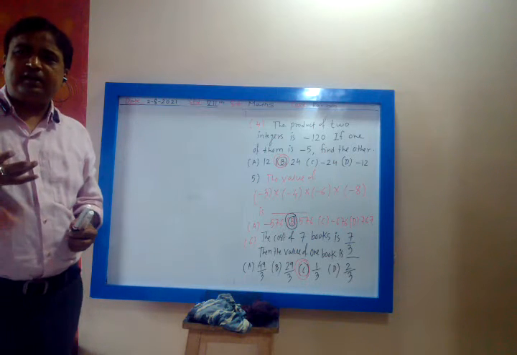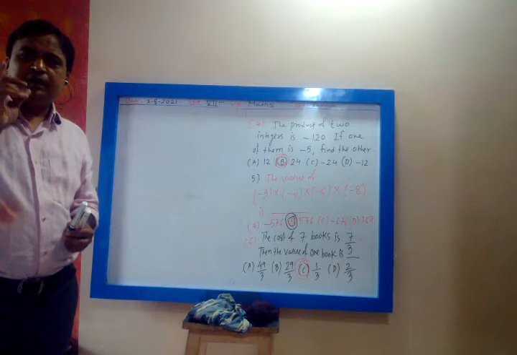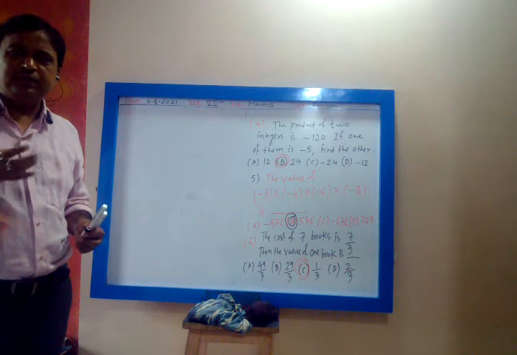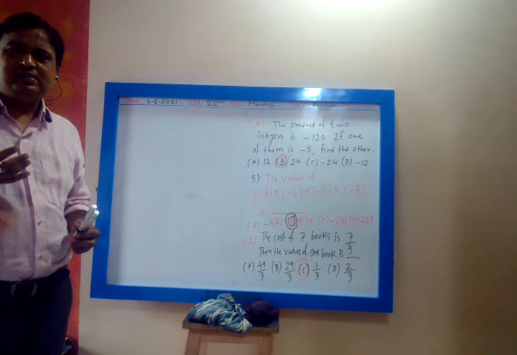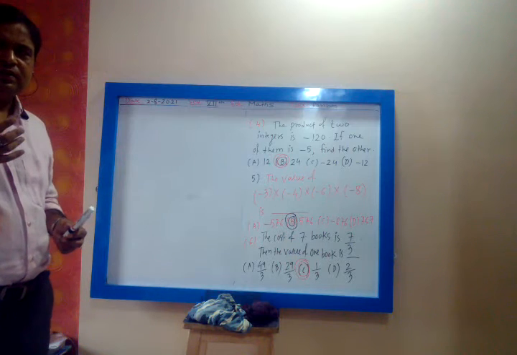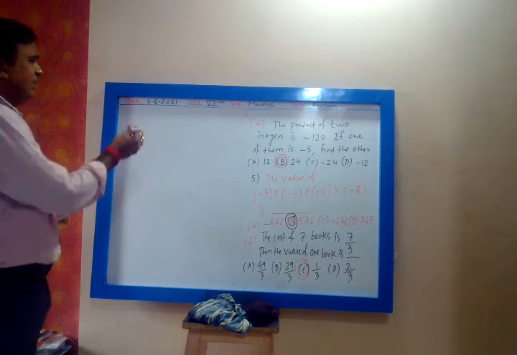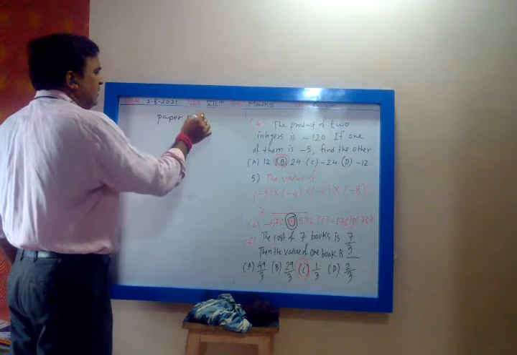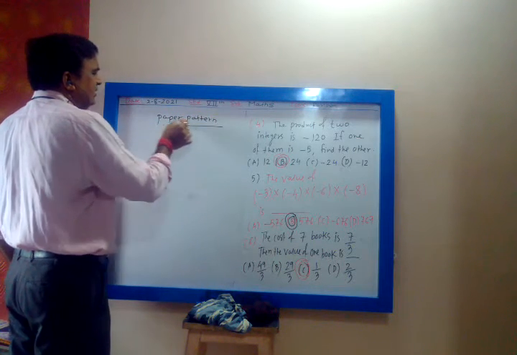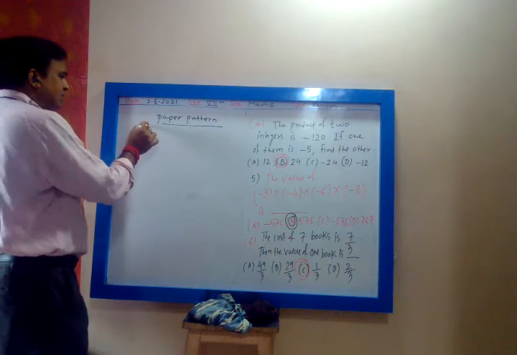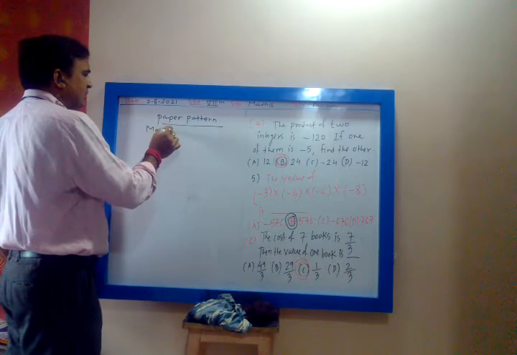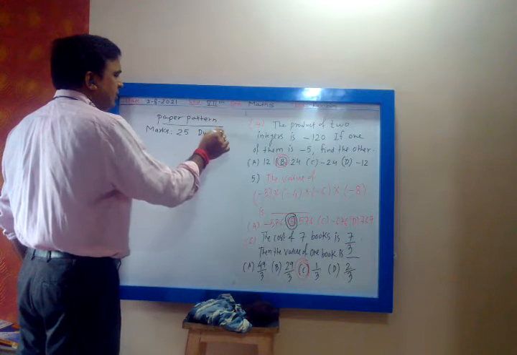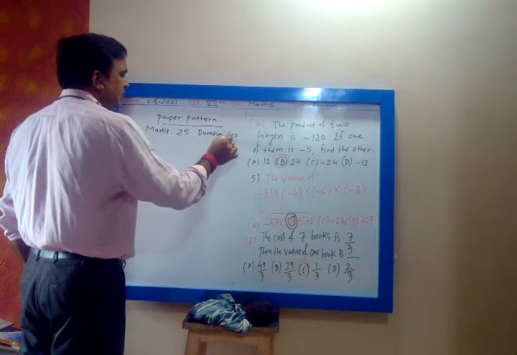My dear, already paper pattern I have given you. There will be 5 questions of 2 marks and 5 questions of 3 marks. Already, I have given you the paper pattern or not? If not given, then write down paper pattern. Marks 25. Duration is 40 minutes.